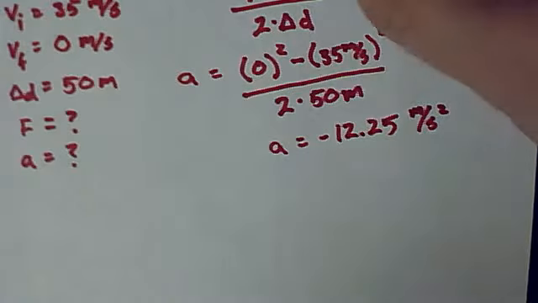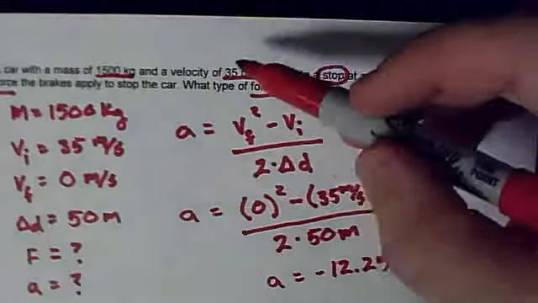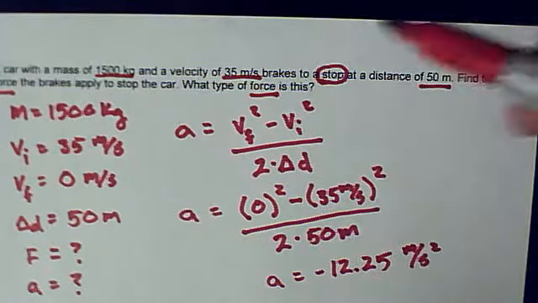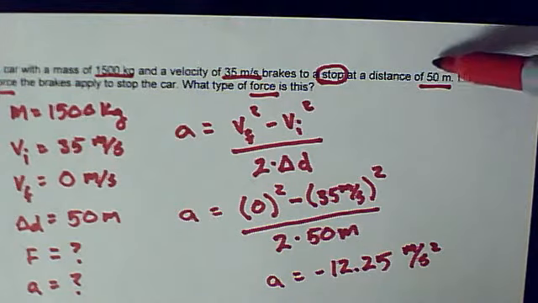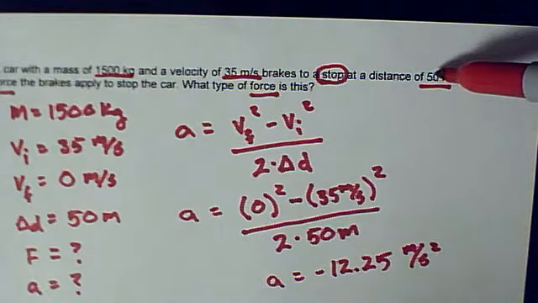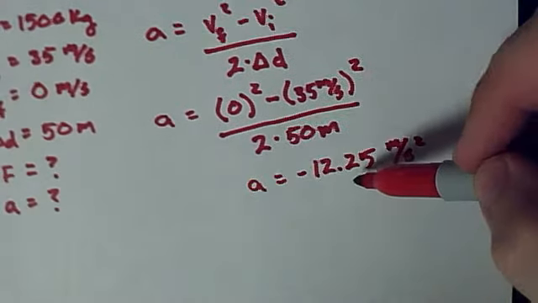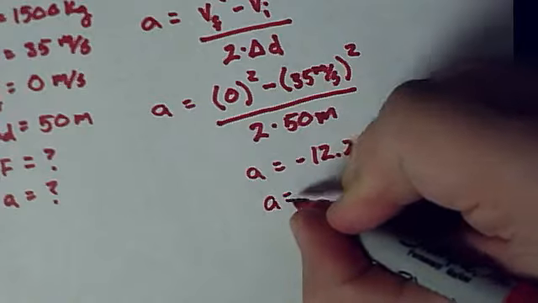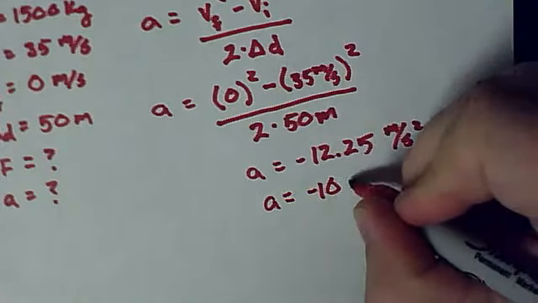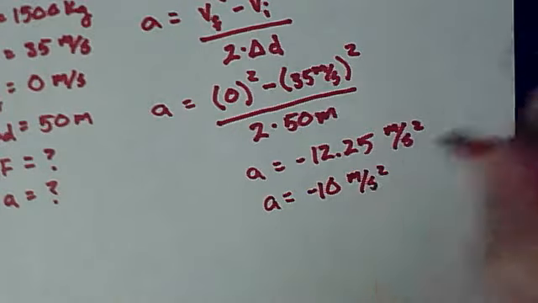Now, in the question it was just 35, so that's 2 significant figures. This 50 meters is only 1 significant figure though, so I need only 1 significant figure. So I'm going to round that to a equals negative 10 meters per second squared.